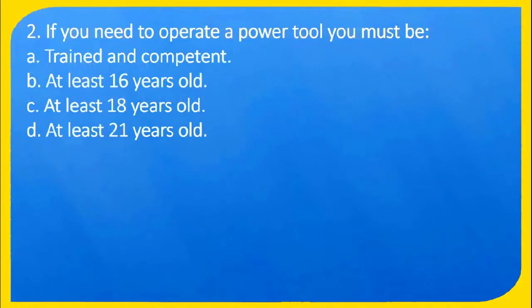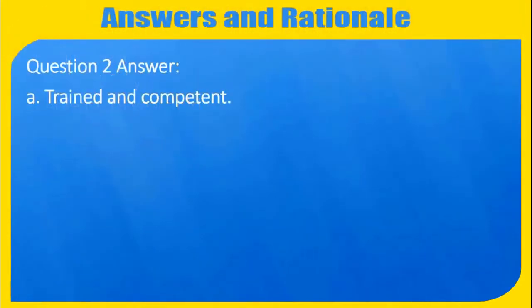Question 2. If you need to operate a power tool, you must be A. trained and competent. B. at least 16 years old. C. at least 18 years old. D. at least 21 years old. Question 2 Answer A. trained and competent.